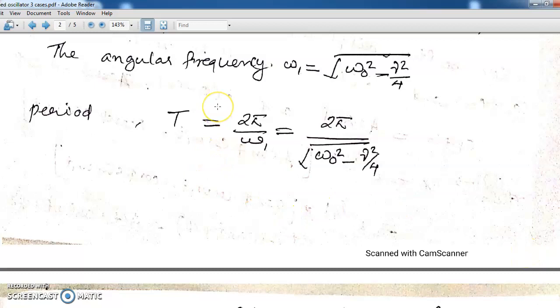T is equal to 2 pi by omega 1, that is equal to 2 pi by root of omega 0 square minus gamma square by 4. Okay, hope you have understood the first case.